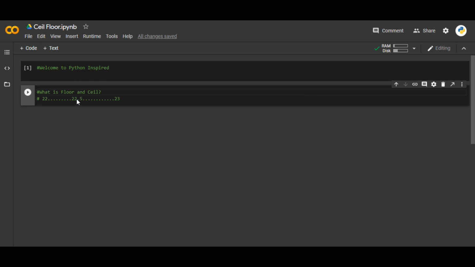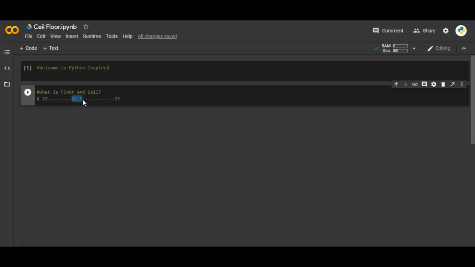So first of all, let's consider we have a number of 22.5. So we have a decimal number 22.5. So this is a decimal number. And if we see the boundary integers, integers are very important here. Integers that are associated with this number, one is 23, that is the bigger one, and one is 22, that is the smaller one. So these two, 22 and 23, are two integers which are associated with this decimal number or floating number that we have.